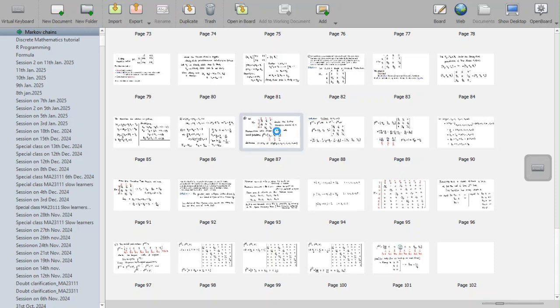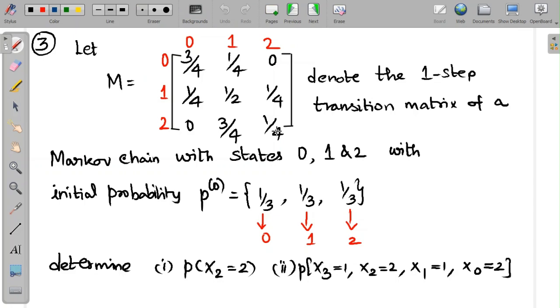So let's consider a Markov chain whose TPM is given here. There are three states in the state space of the Markov chain, 0, 1, and 2. And their one-step transition probabilities are given by M. So M is a 3 by 3 matrix, which denotes the one-step transition probabilities of the states in this Markov chain. The initial probability that the system is in one of these states is given by 1 by 3, 1 by 3, and 1 by 2. We follow a particular sequence and we stick to the sequence throughout this video lesson.